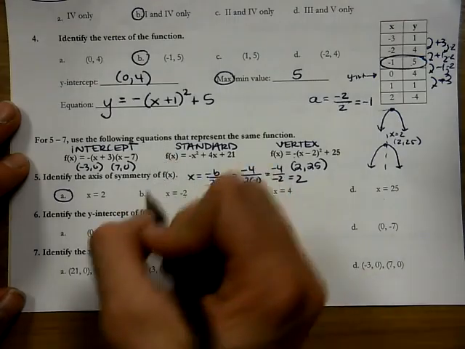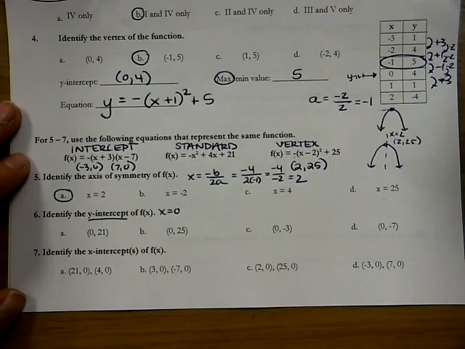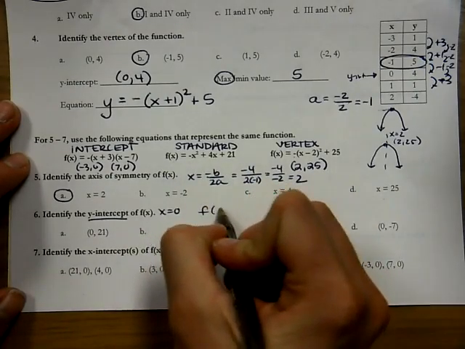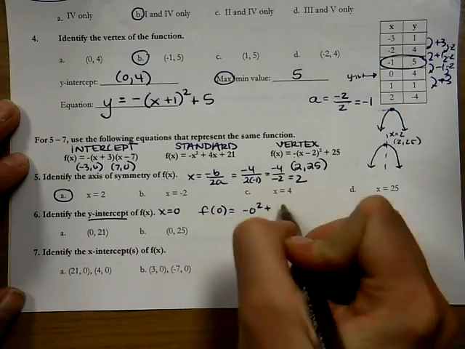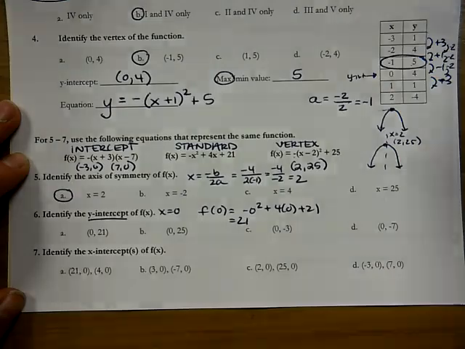To identify the y-intercept, I know that's when x equals 0. Again, I could take any one of these forms and substitute 0 in for x. The easiest one, in my opinion, would be substituted in for standard form. We get negative 0 squared plus 4 times 0 plus 21. And when we simplify that, we get 21. So 0, 21 is our y-intercept.